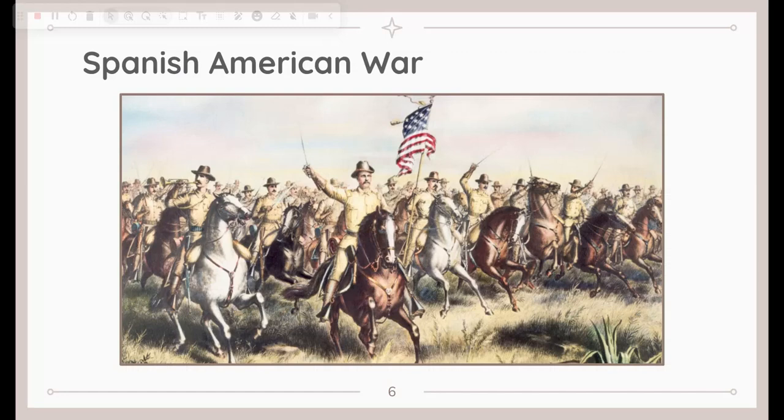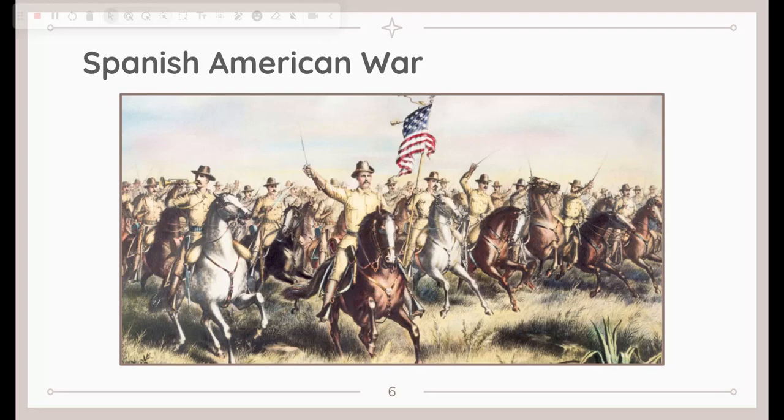The U.S. then emerged as a global power after the Spanish-American War in 1898. This war began as a result of the Cuban struggle for independence from Spain. American public support for the war increased after the explosion of the USS Maine in Havana Harbor on February 15, 1898. Though the cause of the explosion was unclear, it was blamed on Spain.